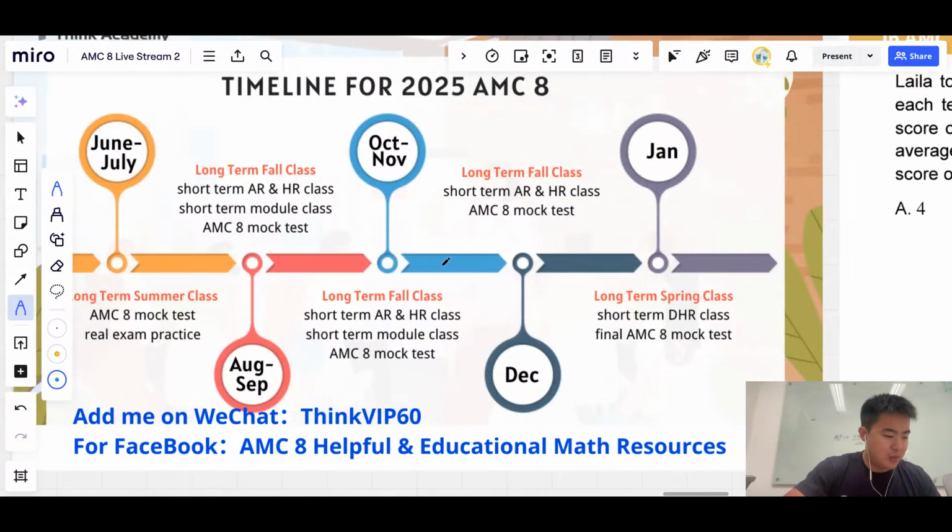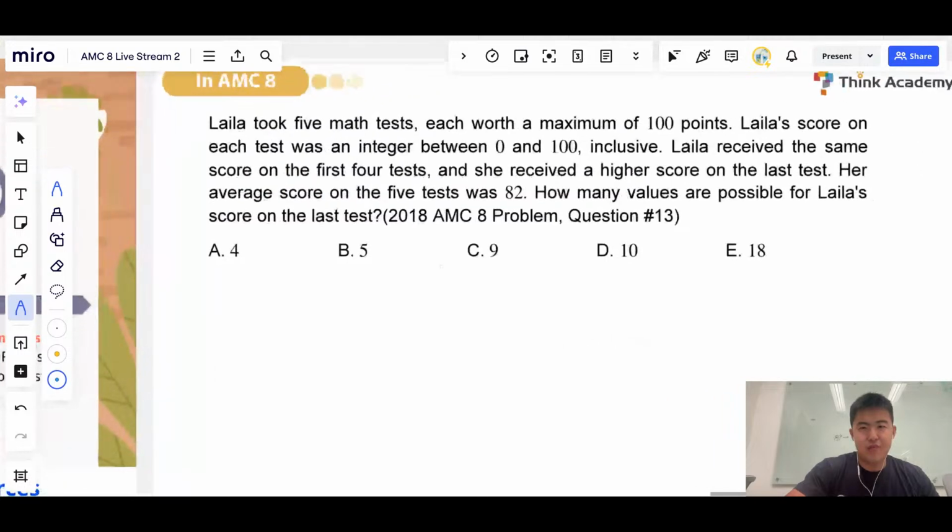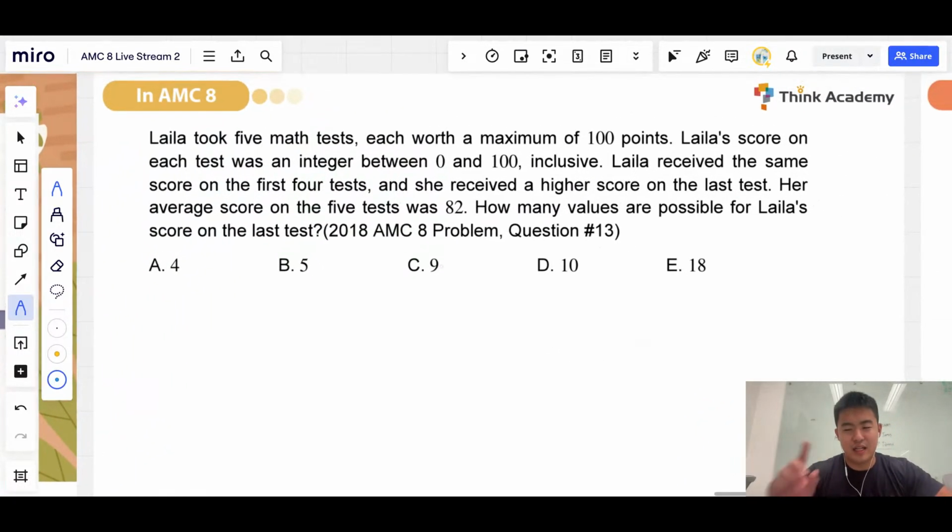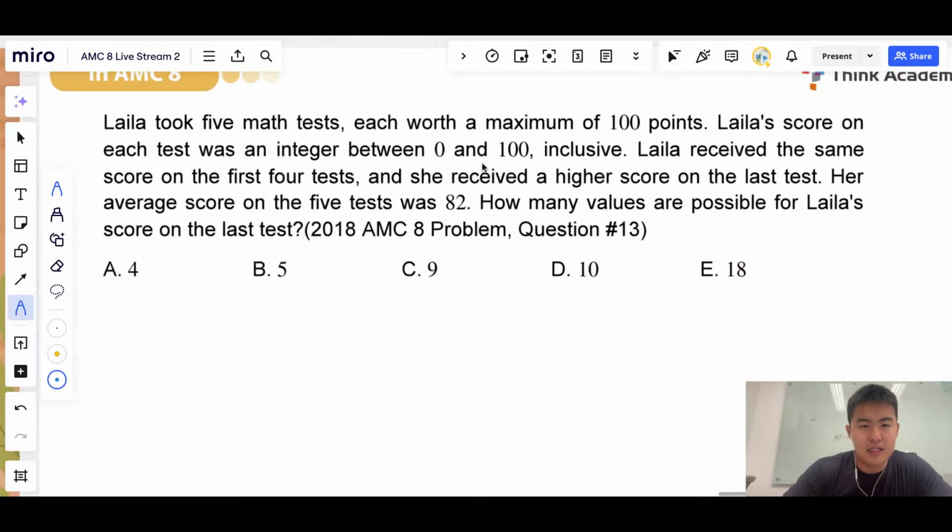And similarly, we're going to have another problem that is almost the same, but slightly different. So now our character Laila took 5 math tests, each was a maximum of 100 points. Let me highlight the keywords. Layla's score on each test was an integer between 0 and 100 inclusive.